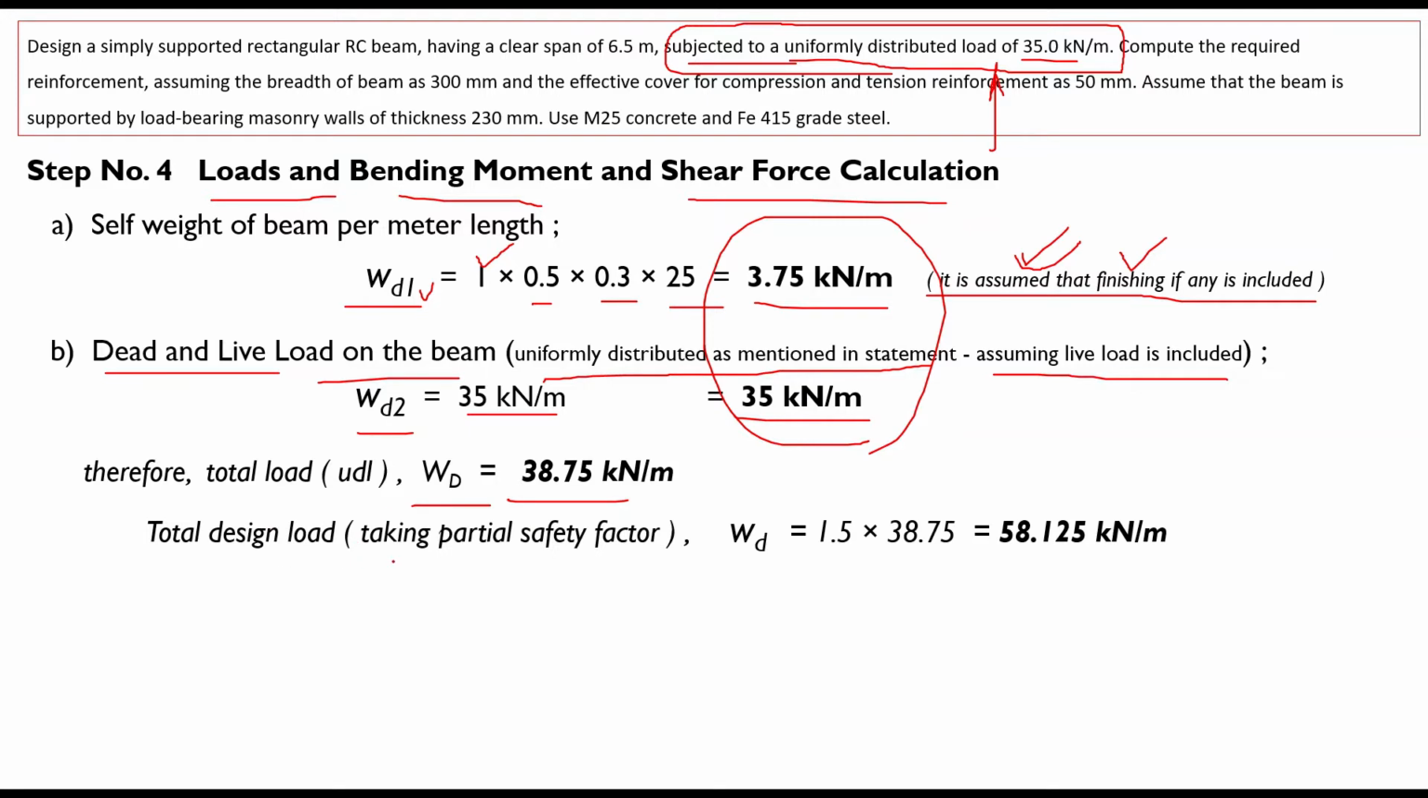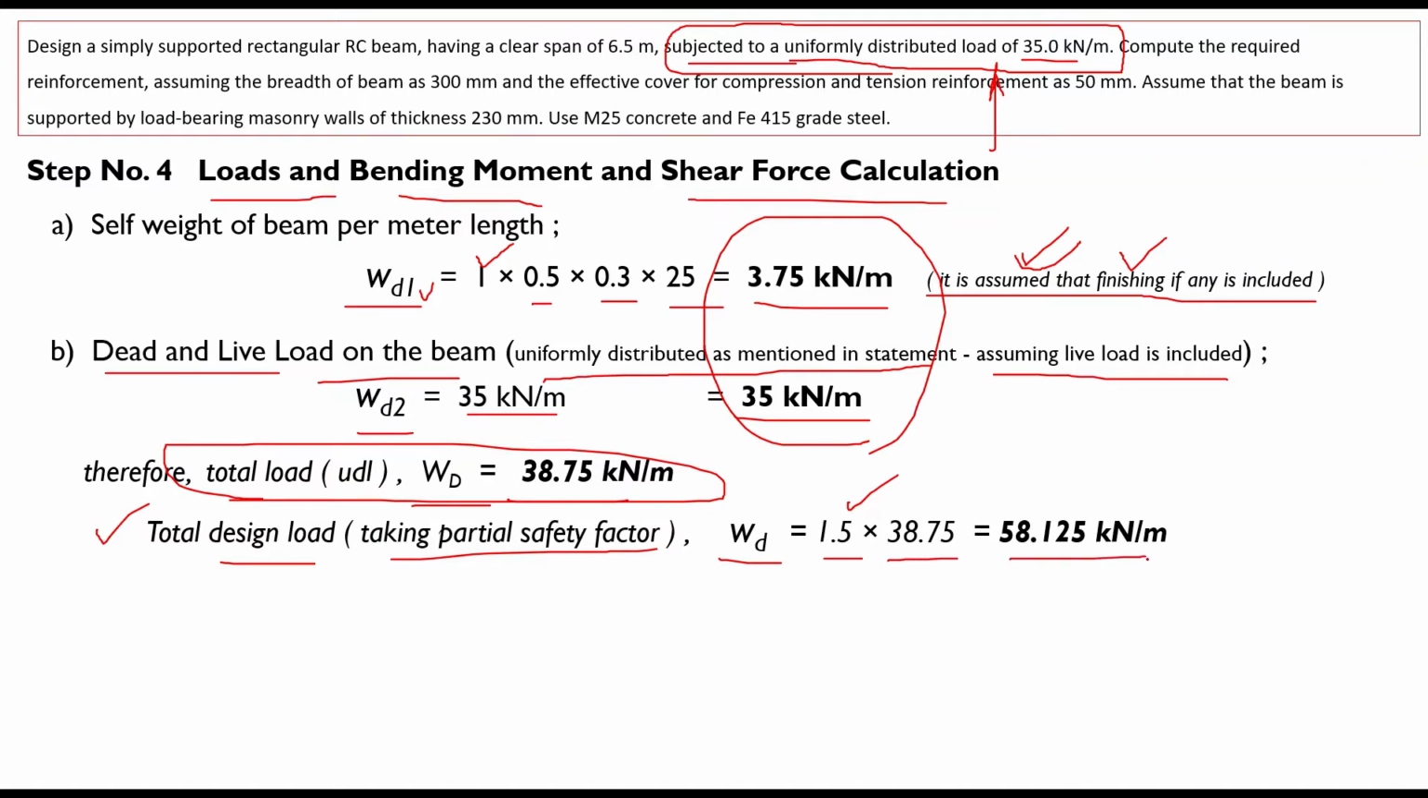Now we have to take a partial safety factor into consideration because it is a method of limit state design. So the factored design load is the total dead load which we have already calculated, multiplied by the partial safety factor for load, that is 1.5. So it is 58.125 kilonewton per meter. You can compare this value of the factored dead load with the earlier singly reinforced problem. It is quite a high value.